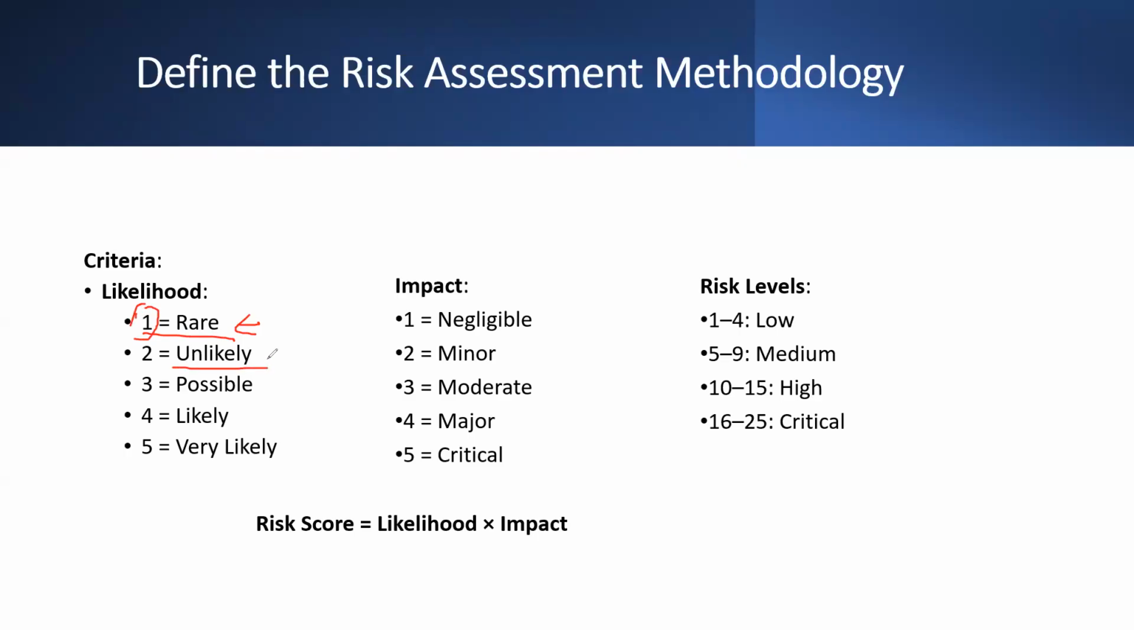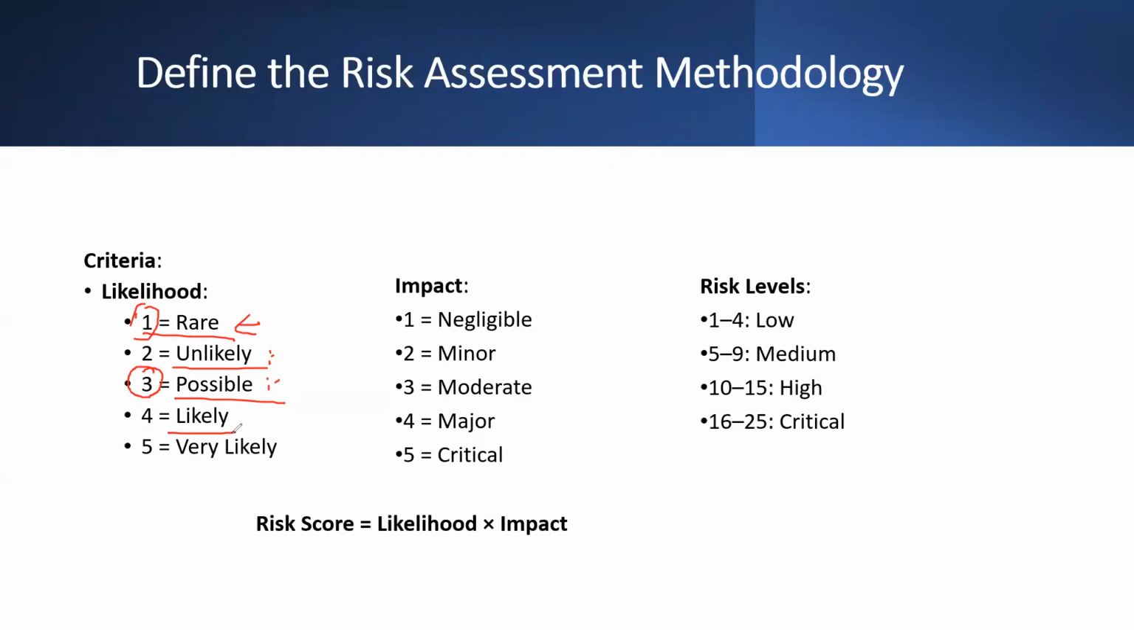Then we have unlikely. For this, we will be considering that the event isn't expected to happen, but we are not ruling it out. We are not going to question it. So we will keep unlikely. Then we will go for possible, if the event has a reasonable chance to occur. At that time, you can consider it as a possible, likelihood 3. It may happen. The possibilities are less, but we are not going to ignore it.